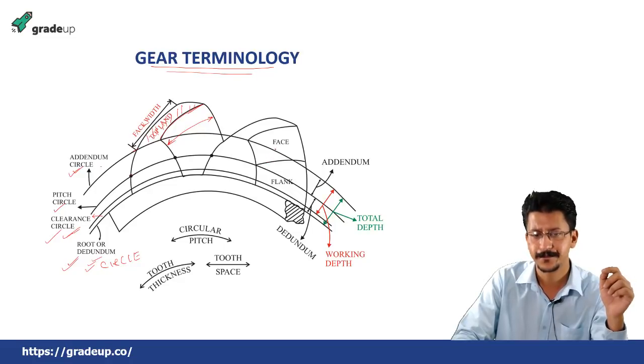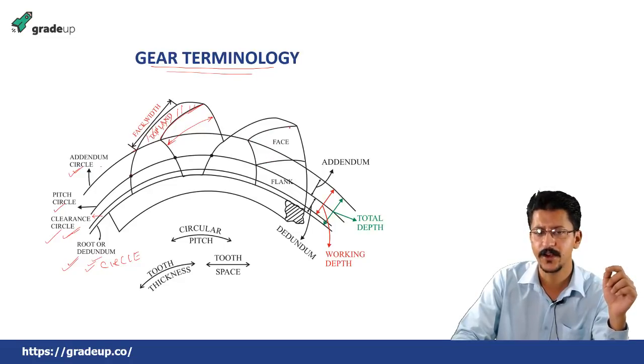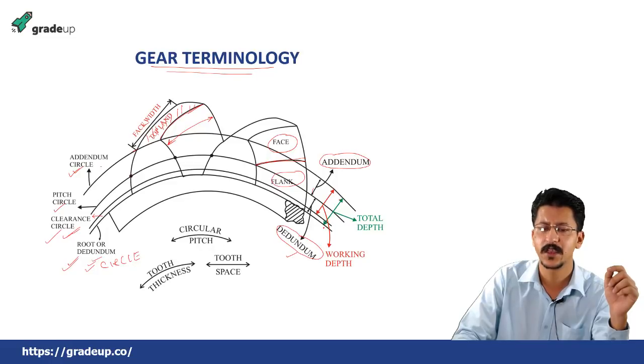The portion of this side of the teeth of the gear, which is above the pitch circle, is known as face, and below it is known as flank, okay. This length from the pitch circle to the addendum circle is known as addendum. From the pitch circle to the dedendum circle is known as dedendum, okay. The total depth is from the addendum circle to the dedendum circle, and the working depth is from the addendum circle to the clearance circle, okay. I hope these points are clear to you.